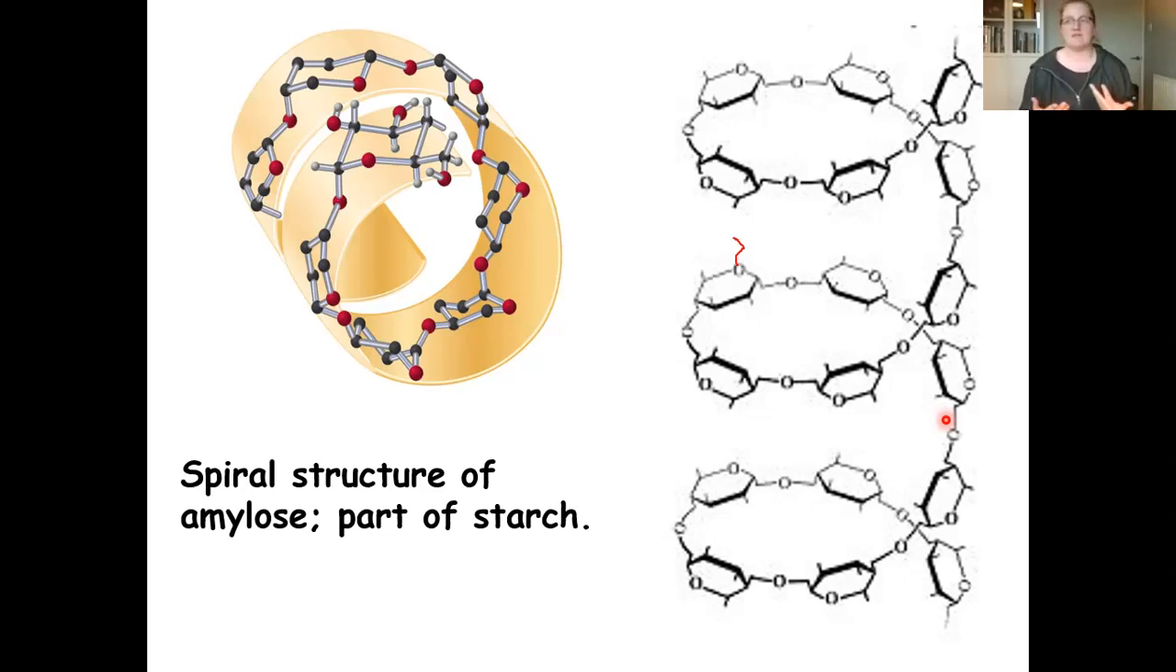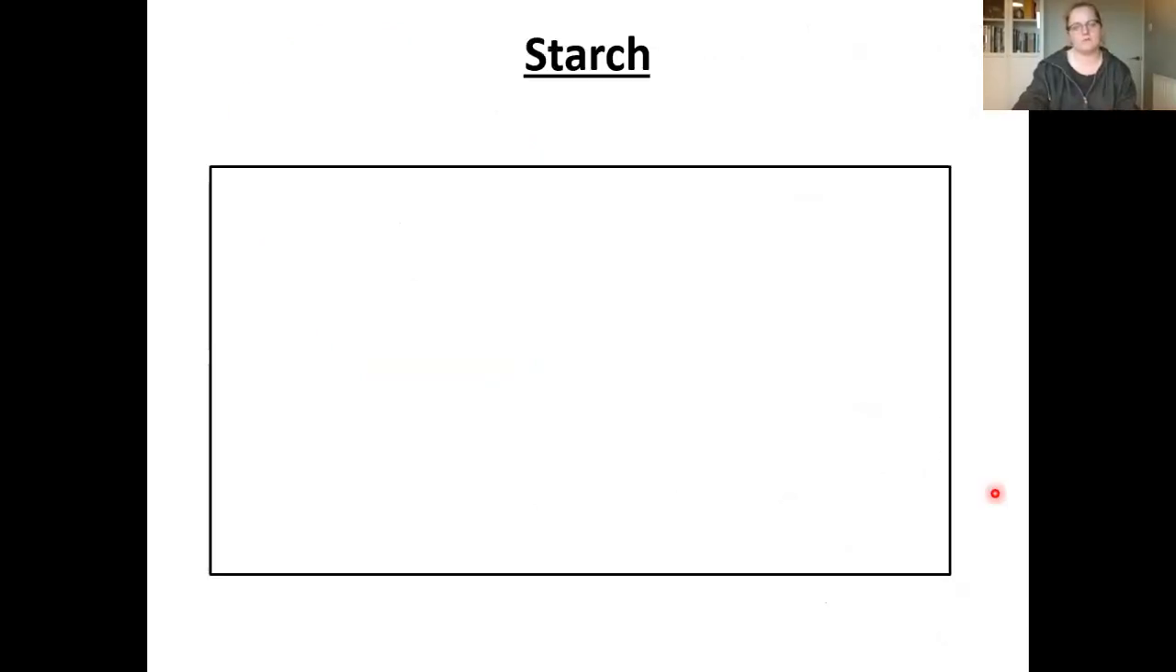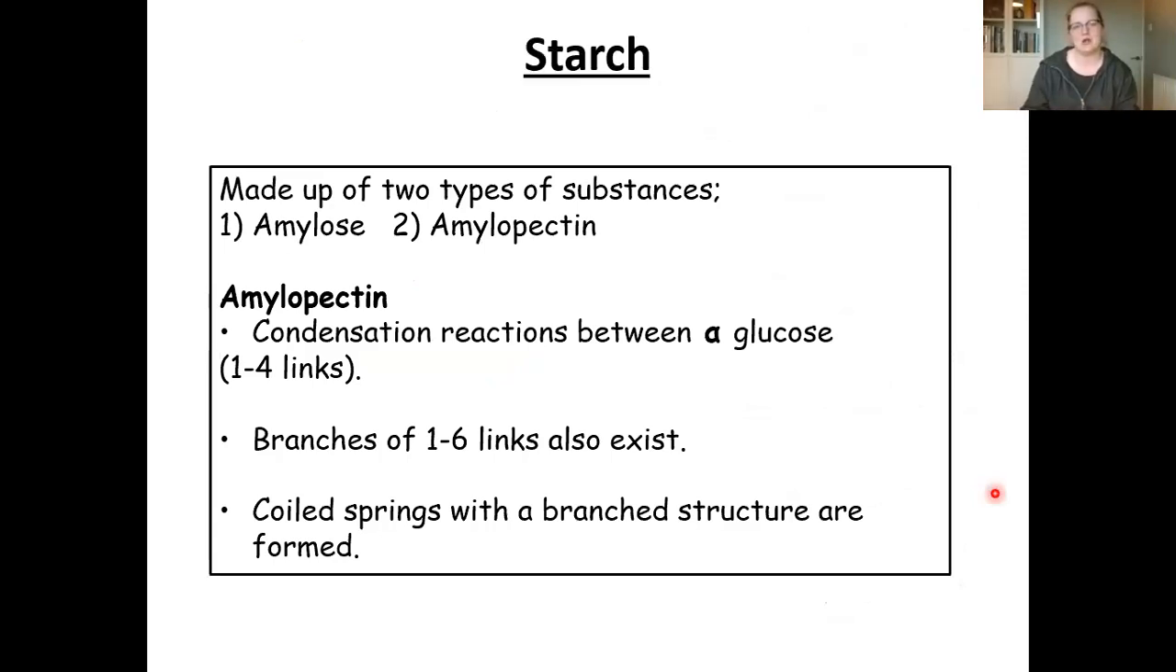If you think like the small intestine and how long that would be if you took it out of your body, amylose works in that same sort of concept. We can put a lot into a small space because we can coil it and squeeze it in. We haven't just got this really, really long chain that would take up loads of space. We can coil it and squeeze it all together. So amylose is really, really good like that. So it's a spiral structure and it's part of the starch. Obviously, we have the other part of starch, which is amylopectin.